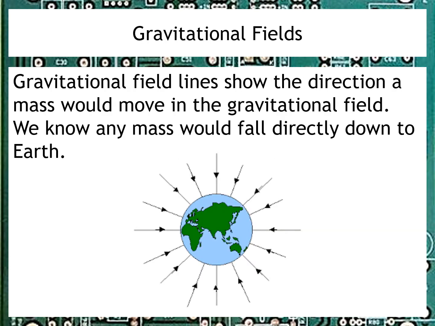Now we can also draw in gravitational field lines to show the direction that a mass would move in a gravitational field. So we know that any mass would fall directly down to Earth, and therefore all the lines are going in towards the Earth. And the arrows are pointing in because that's the direction a mass would move.